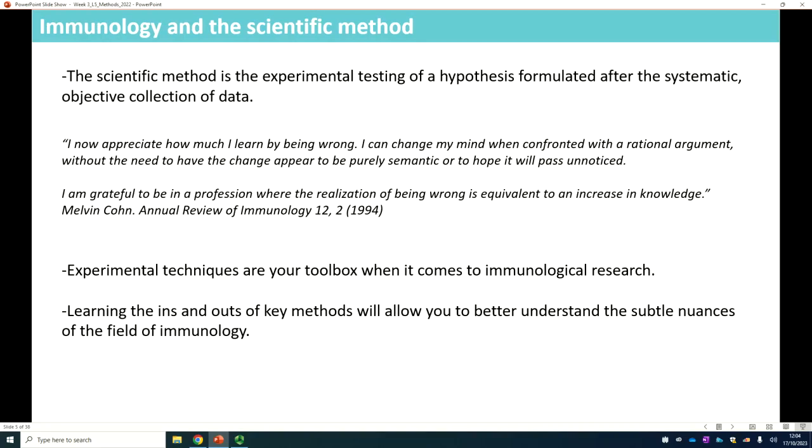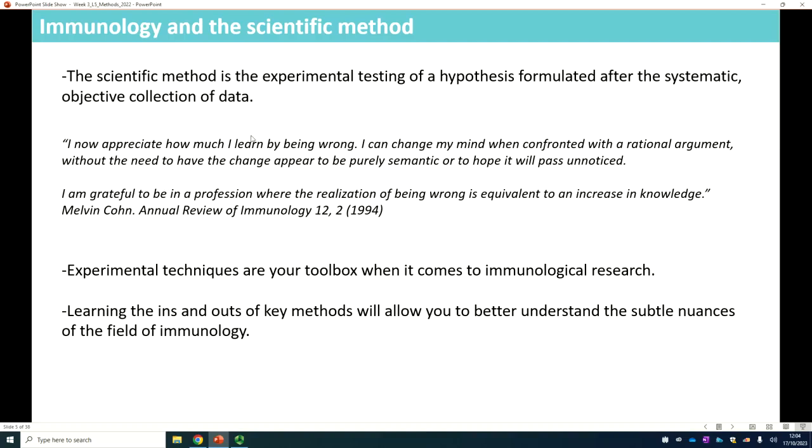Now, the scientific method is the experimental testing of a hypothesis, and it's formulated after the systematic objective collection of data. So that's important, that you want to be objective about it. You want to avoid any bias, so you may well have some personal biases if you're, for instance, researching a disease upon which a family member may be affected by that. So it's important to be able to leave out bias from the equation.